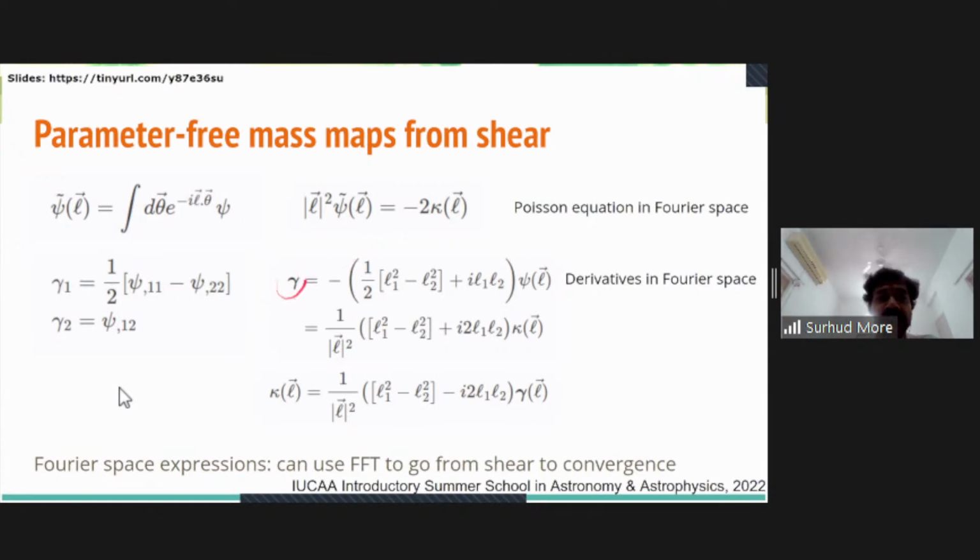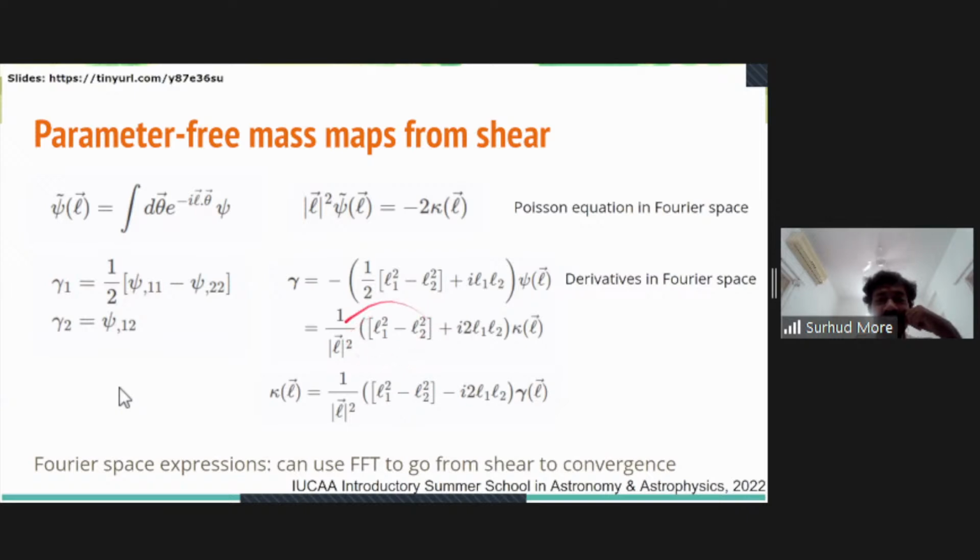So now you have what gamma looks like in terms of the lensing potential. But this lensing potential is related to kappa by this Poisson equation. So now you can take this mod L square down, right, and replace psi of L by kappa divided by mod L square. Okay? So you now get an equation between shear and kappa, but in Fourier space. Right? And it looks something like this.